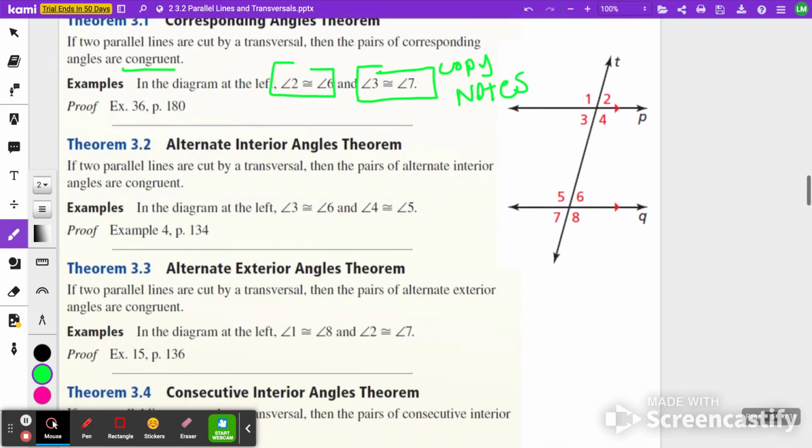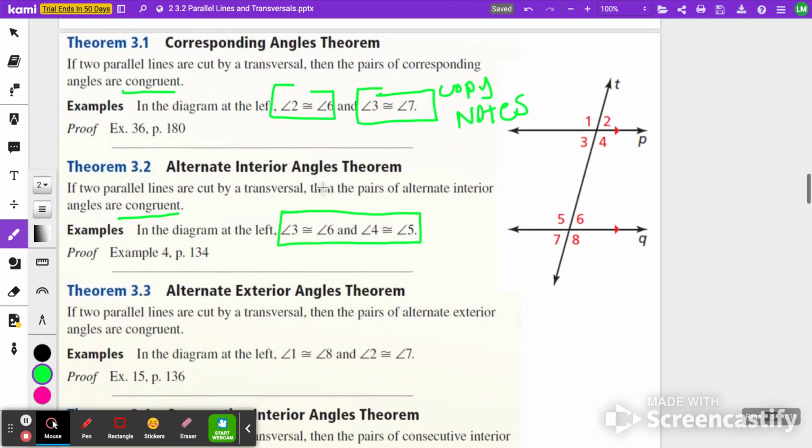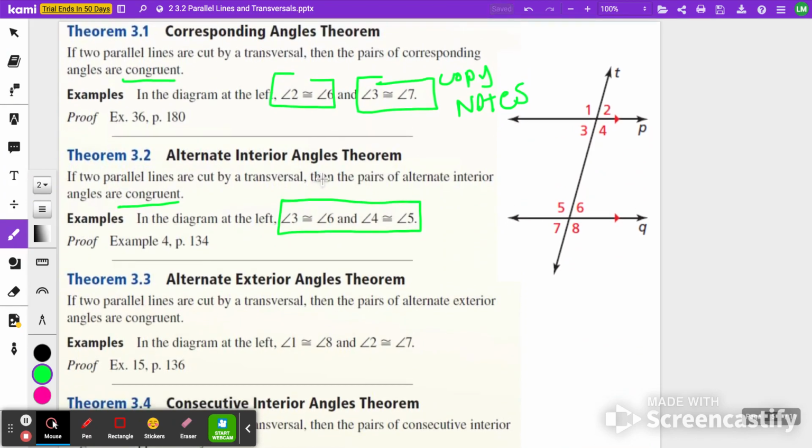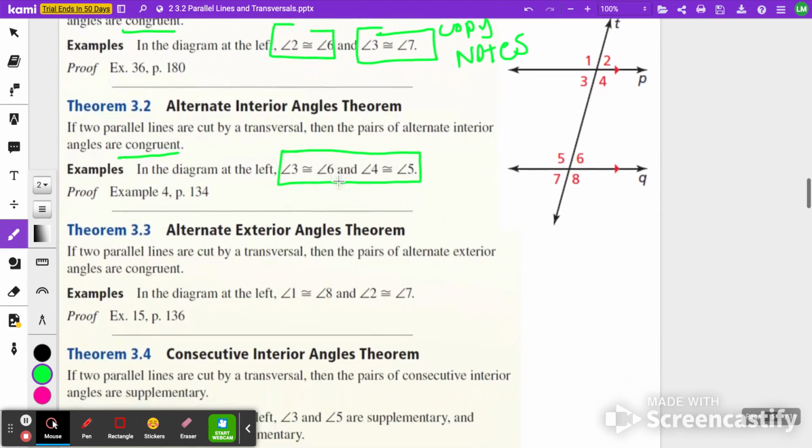Theorem 3.2 is the alternate interior angles theorem, and that just says if two parallel lines are cut by a transversal, then the pairs of alternate interior angles are also congruent. So for an example, 3 and 6 are congruent, and so are 4 and 5 because they are in the alternate interior angle position. If you are not sure about what these things mean, you need to go back to lesson 3.1 right before, and that goes over each one of the areas of angles.